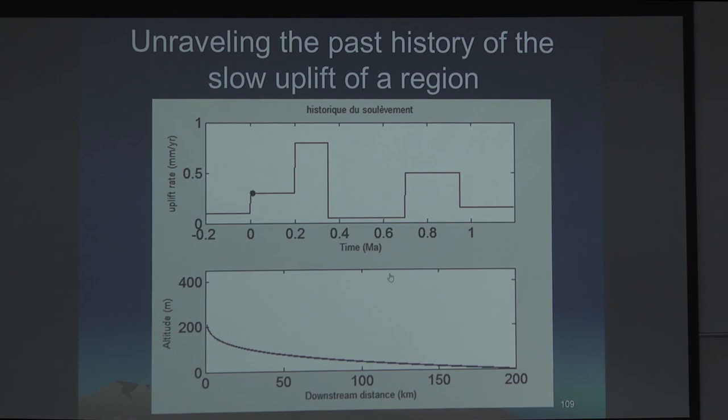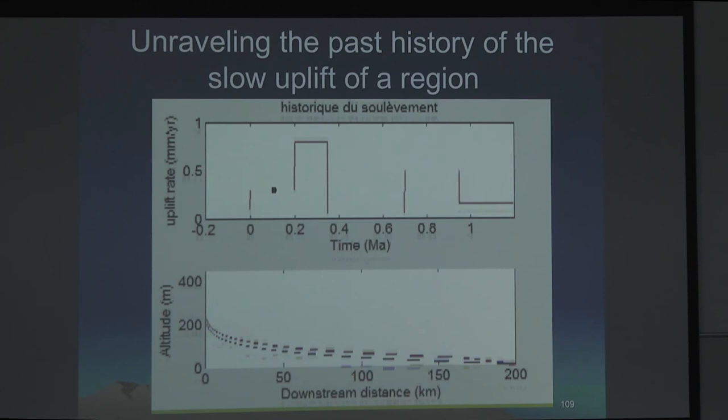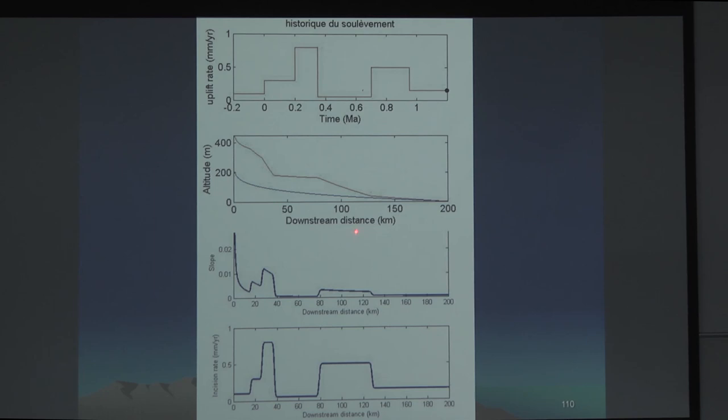The movie quality is not very good, but I hope you will follow it. So you see that the final profile is affected by different nick points. And these different nick points are just the information of the variable uplift rate, which is propagating upward, in the upstream direction. If you look at the local slope of the river, you see this shape of the local slope, and you can see some kind of signal which is mimicking the initial uplift rate.